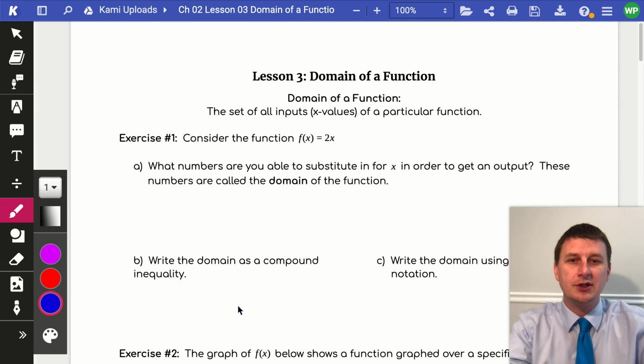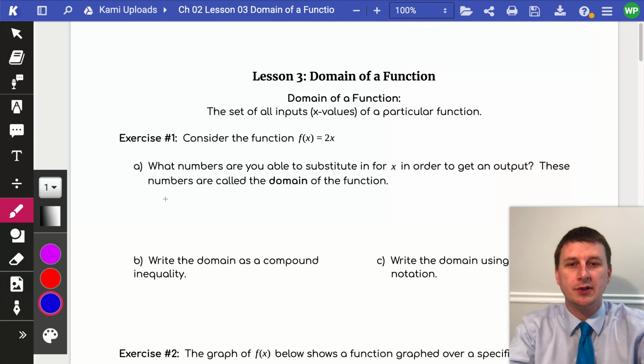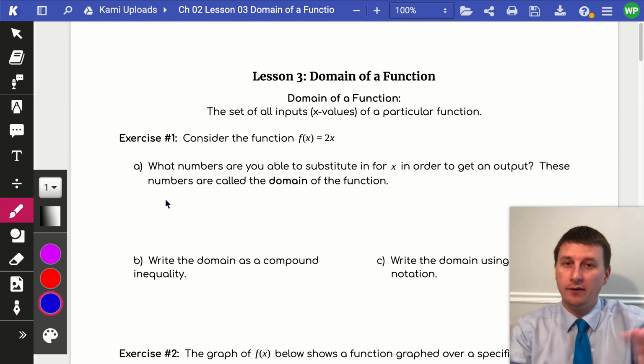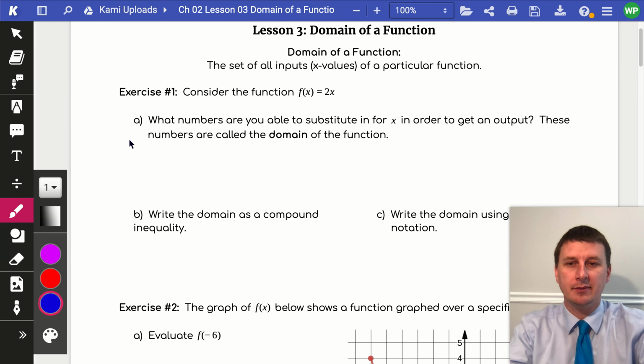So the definition of domain of a function says the set of all inputs, or as we know them, x values, of a particular function. So every time you hear the word domain, you want to think of x values. It's all of the x values in that function. Same thing. Exercise number 1.